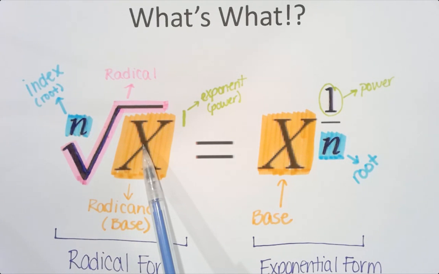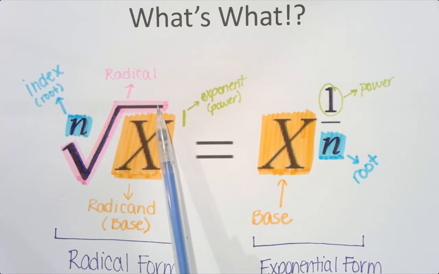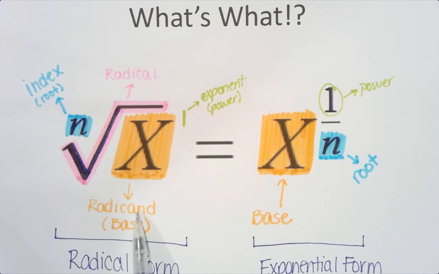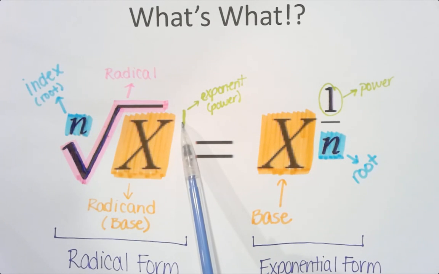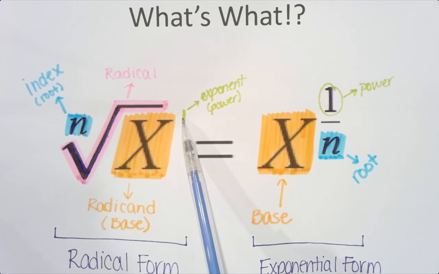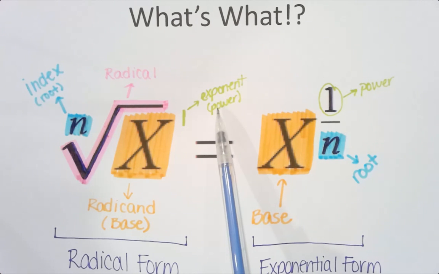The number or the variable that goes underneath your radical symbol is called your radicand. This is going to turn into your base for exponential form, and also is considered a base when it has an exponent here. Remember, exponents don't always have to be written if they're a 1, but regardless, exponents are always written here and sometimes referred to as a power.